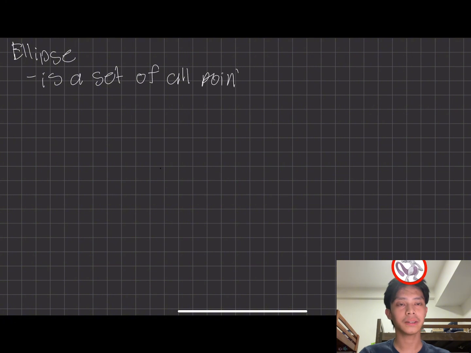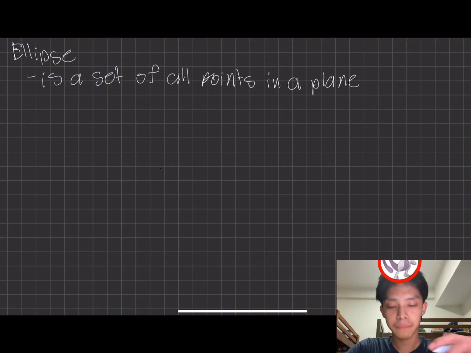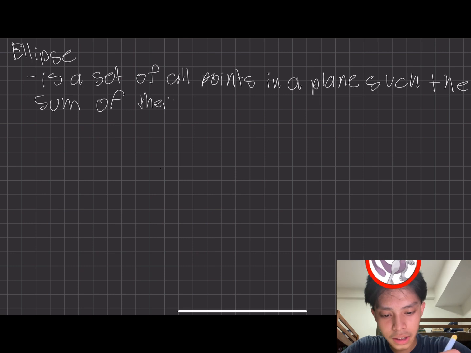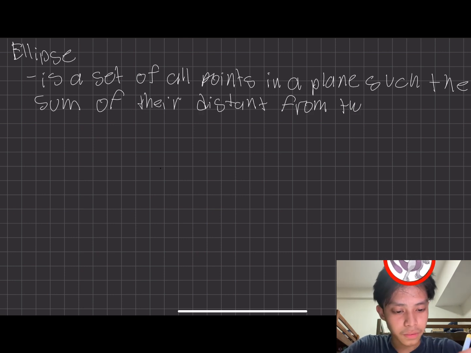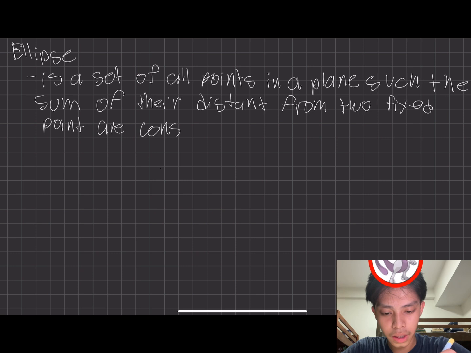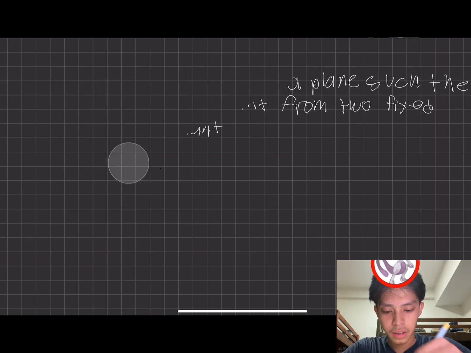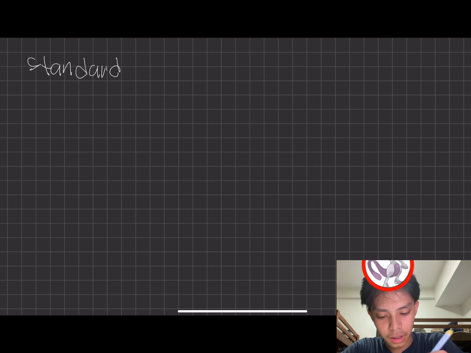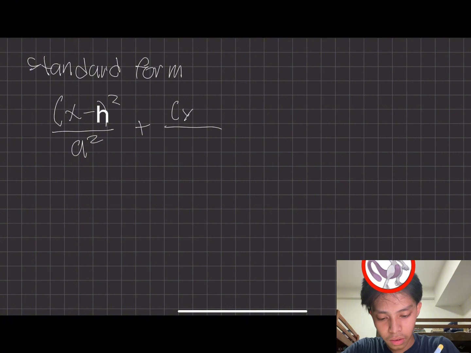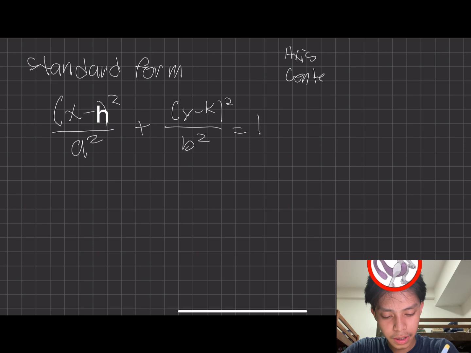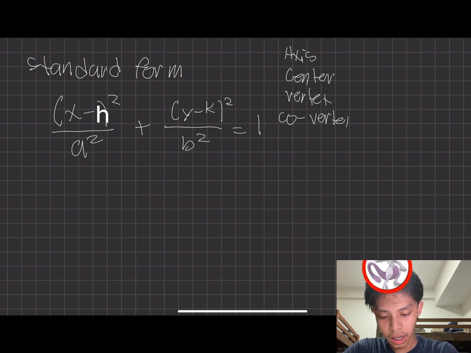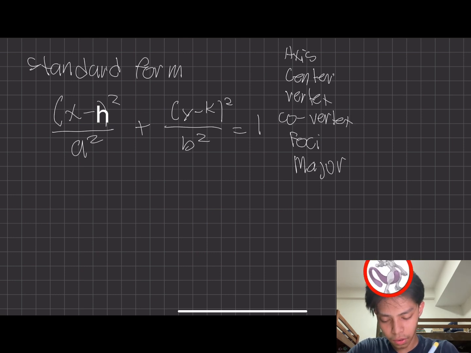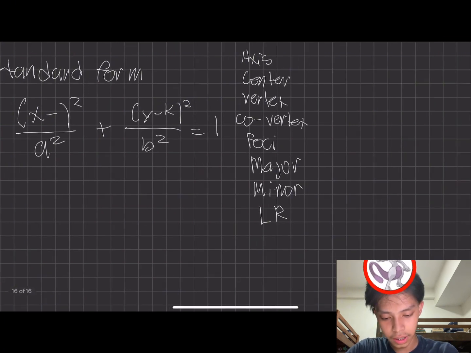So hi guys, I am Lance, and let's now talk about the ellipse and its properties. An ellipse is a set of all points in a plane such that the sum of their distances from two fixed points is constant. The standard form of an ellipse is (x minus h) squared over a squared plus (y minus k) squared over b squared equals 1. Let's find its axis, center, vertex, co-vertex, foci, major, minor, and LR.